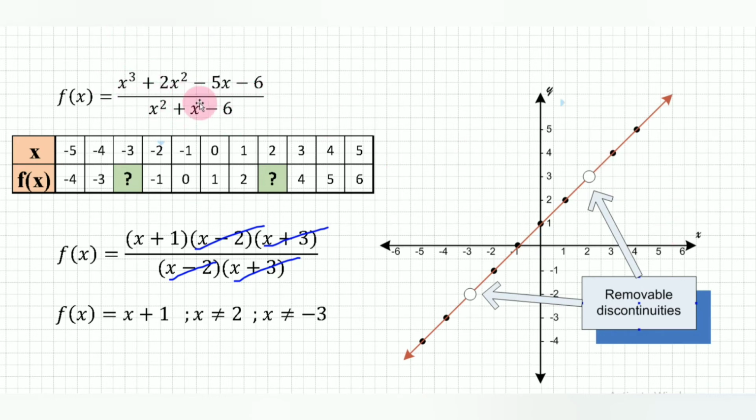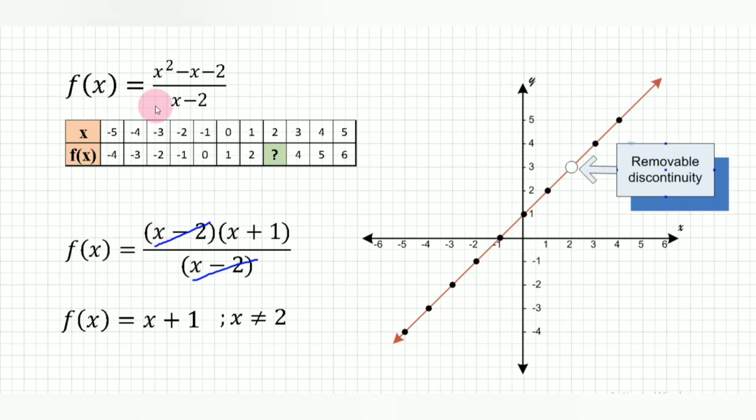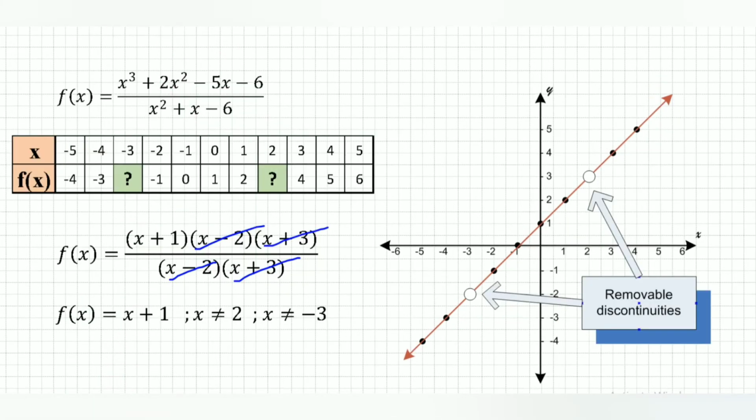Okay, you may show this one, or you may show this one. So it depends on the number of open circles or removable discontinuities. So those are some examples that I want to show you that shape a straight line.